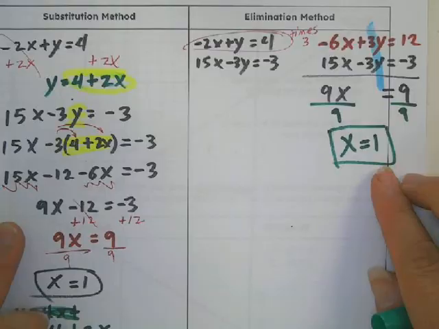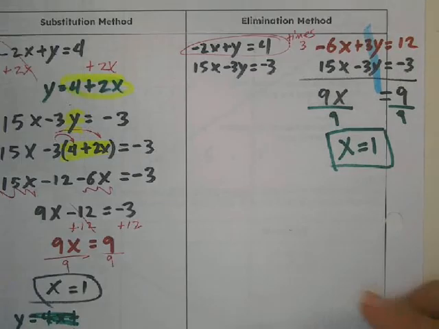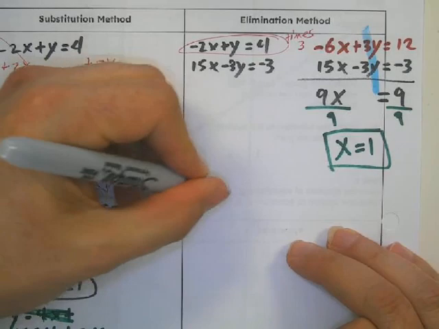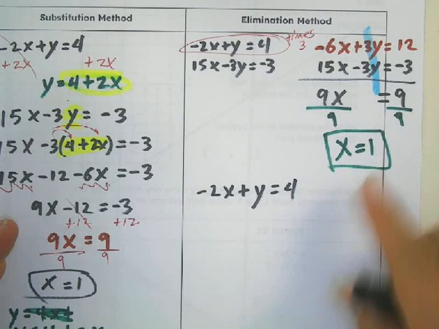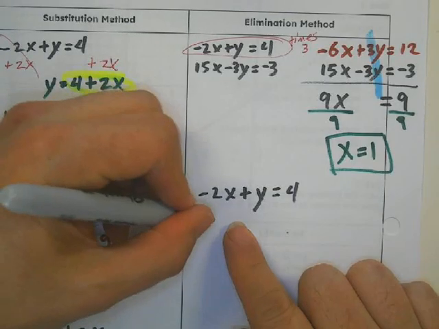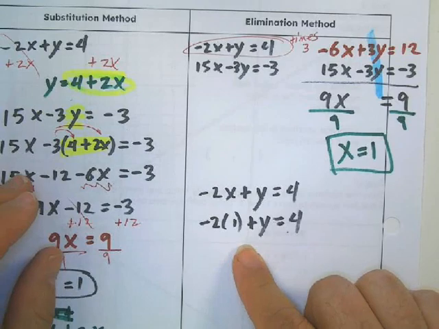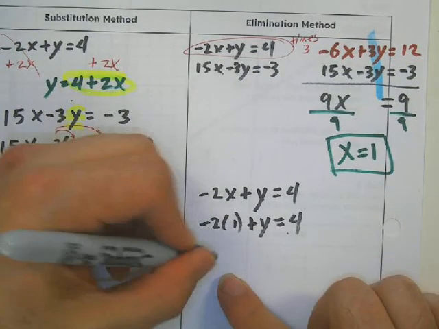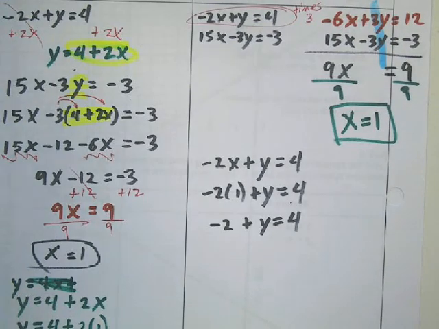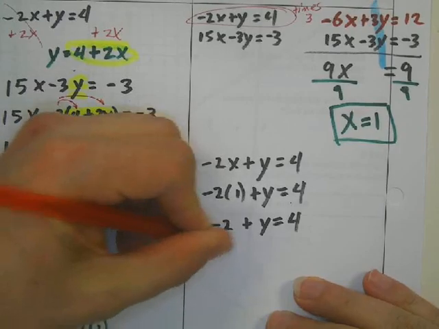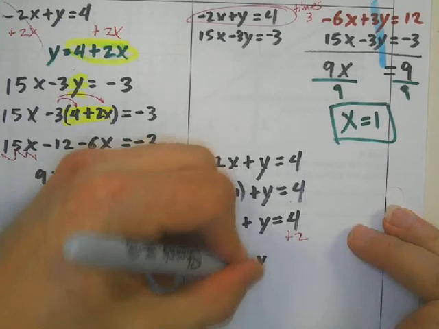Okay, so now that I know x equals 1, I could plug that back into one of the equations and solve for y. So I know that negative 2x plus y equals 4. I'm just rewriting one of the equations. I'm going to plug in 1 for x, so I've got negative 2 times 1 plus y equals 4. And so I've got negative 2 plus y equals 4. To solve for y, I have to add 2 on both sides. And then I'm going to end up with y equals 6.